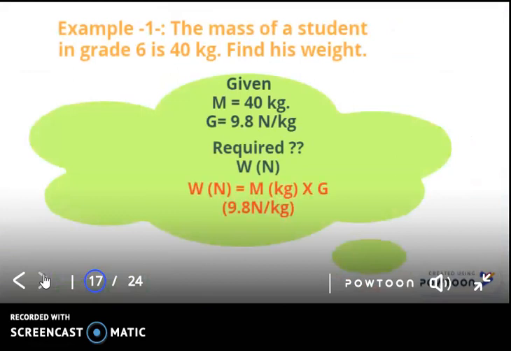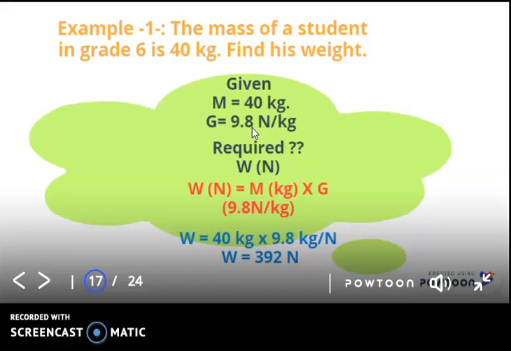So to have more understanding, let us do an example. Okay, the mass of a student in grade 6 is 40 kilogram. Find his weight. Okay, my dears, I want to tell you, if you have any problem, you have to be very organized. You have to know what is given from the question. What did the question give you? So the given here that the mass, which is M, is 40 kilogram.